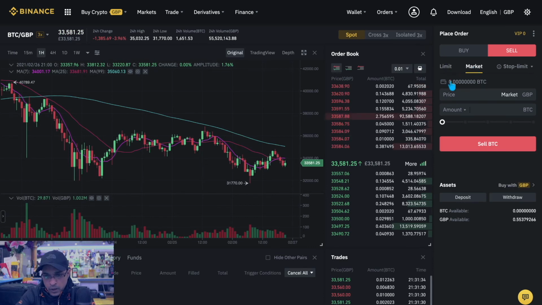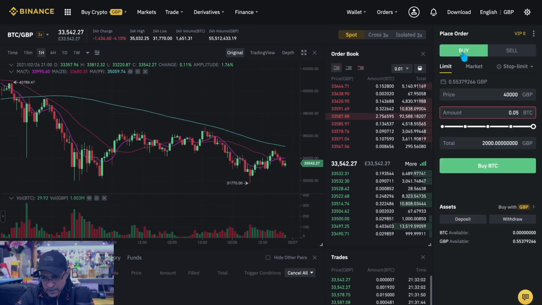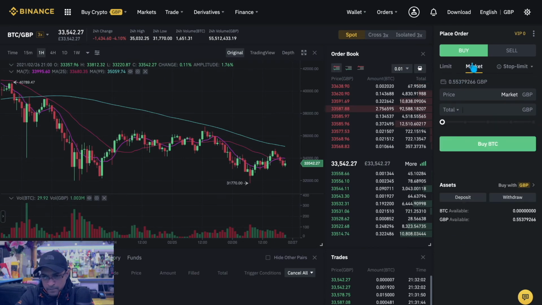However, if you're in a rush and you just want to get into the market and buy, there is the market order setting. You just say how much Bitcoin you want, or the price you're going to pay, and you just put the amount of Bitcoin that you want, and that's it basically. And you can tell it what percentage of your total GBP value you want to sell, right? So 100%, 50%, whatever you want. But buying is the same thing, market. You just put market, it will trigger whatever price it is and you buy it.